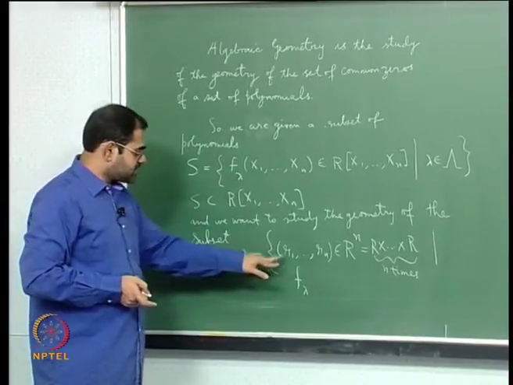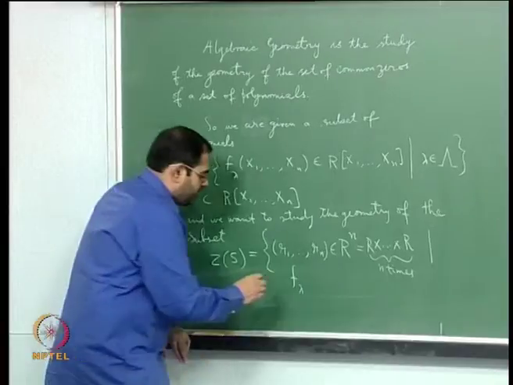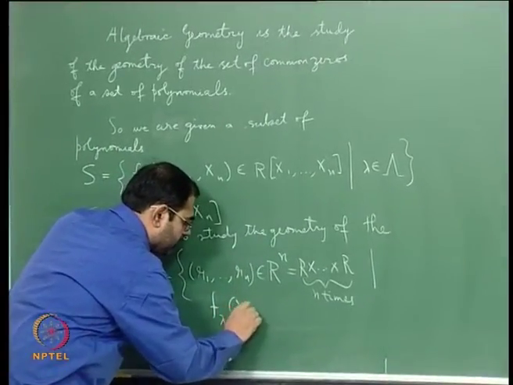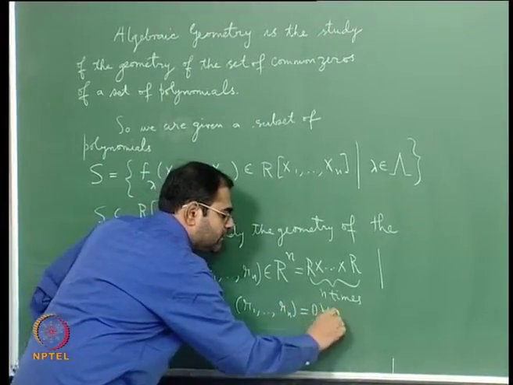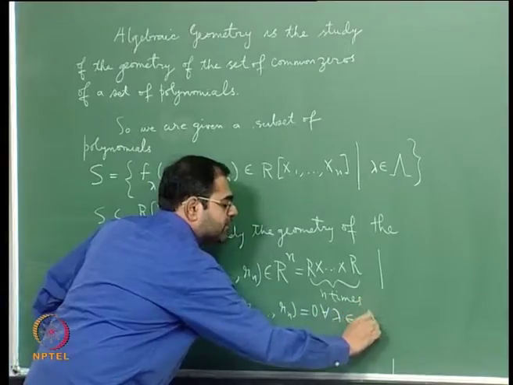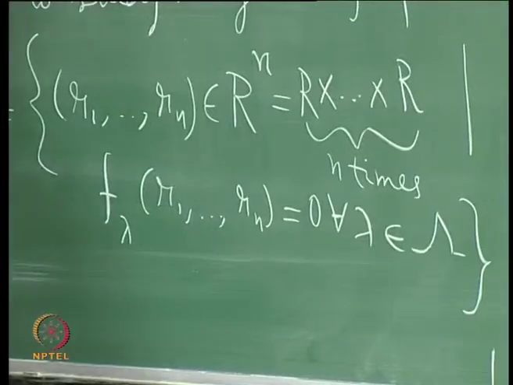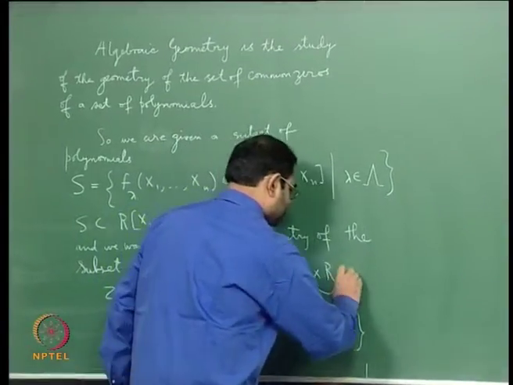Then and only then is a point of Rn in this set. So such that f lambda of r1 etc. rn is 0 for every lambda belonging to capital lambda. Okay, so maybe I will just write it as such that.